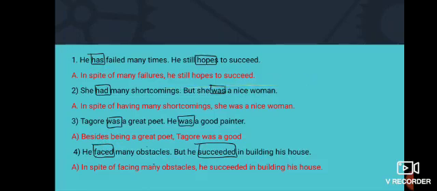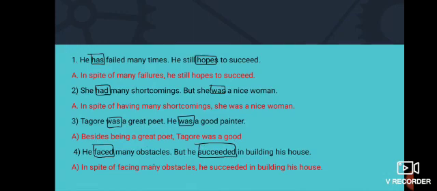Next, she had many shortcomings, but she was a nice woman. Again it is had and was, 2 finite verbs. So had changes to having. This also shows contrast, so we'll be using instead of or in spite of. So it's in spite of having many shortcomings, comma, she was a nice woman.